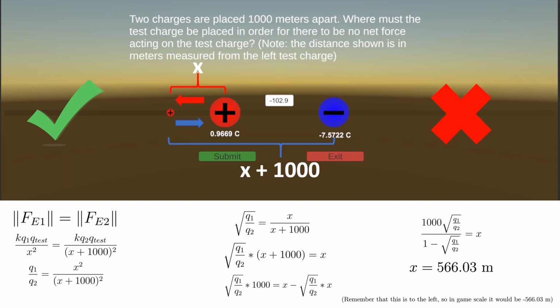And if the magnitudes were opposite, so the left charge has a larger magnitude than the right charge, then you actually have the test charge on the right. So there are different cases. You should be able to try out each one and see how the equations you get differ.